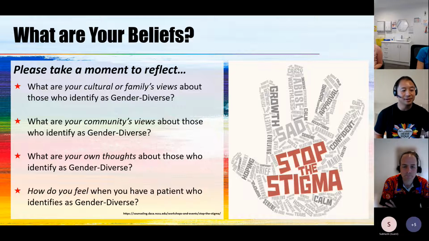And finally, how do you feel when you have a patient who identifies as gender diverse in your room, in your clinic? Do you get worried or scared? Because given all the statistics that we saw in the previous slide, I think the bridge between where we are now and greater understanding still needs to be achieved, and there is a divide between the greater community who identify as being straight as compared to those who identify as being on the LGBTIQA plus spectrum.